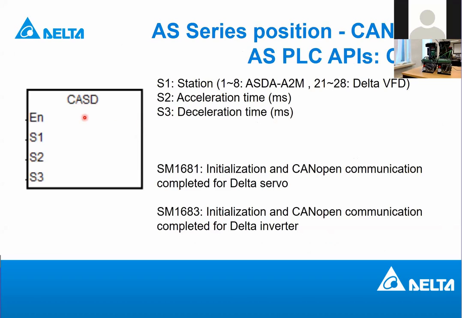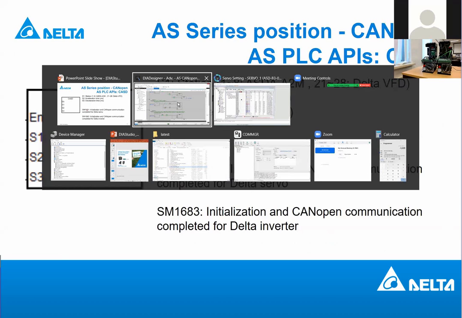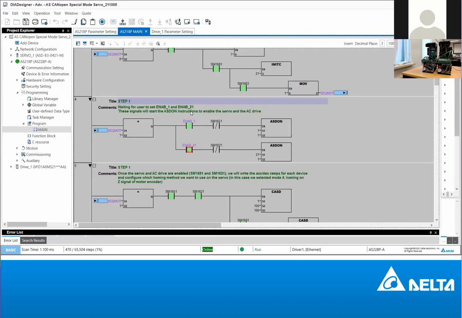So we use this API, CASD, to set the ramp, the acceleration time and the deceleration time. And once we set the ramp, this flag that we saw before should also give us feedback that the command we have set to the drive is there.